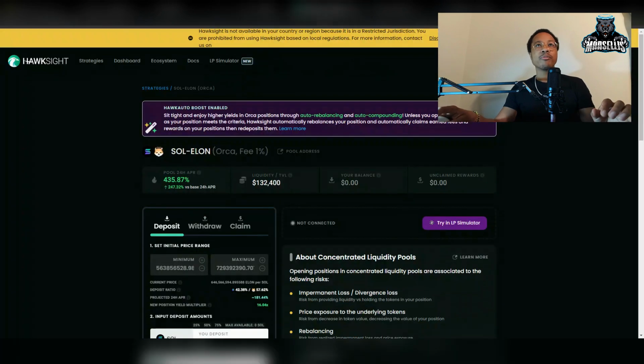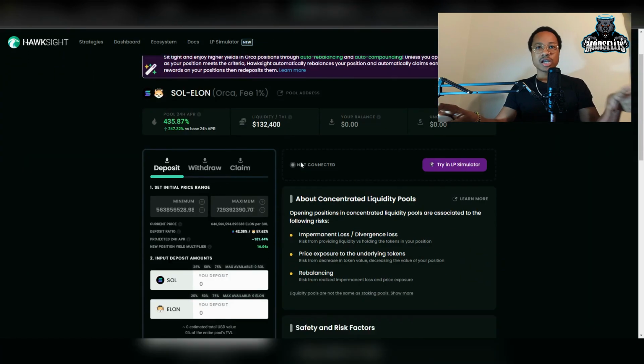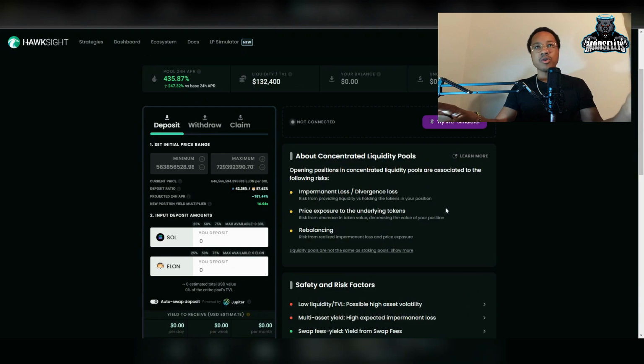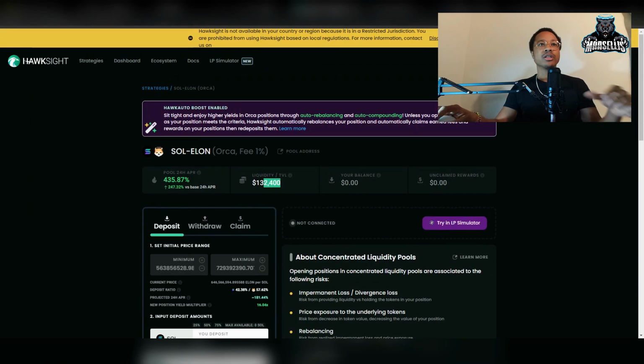So a lot of liquidity pools. You can just come over here and check these out if you want to. But if you don't, it's up to you. There's a lot going on. You've got the Solana to ELON pair here and 132K right now locked inside of there.